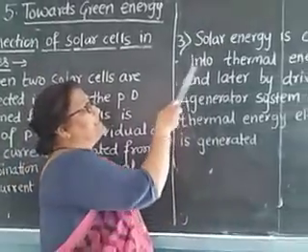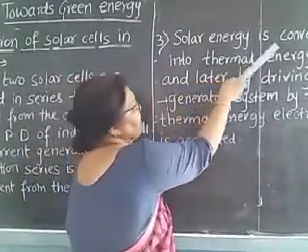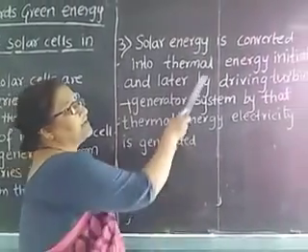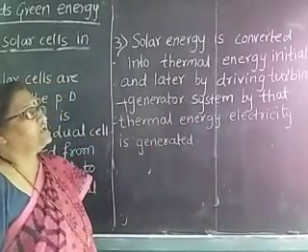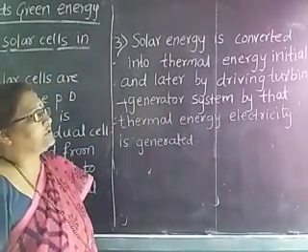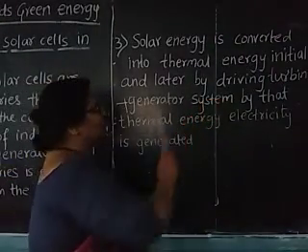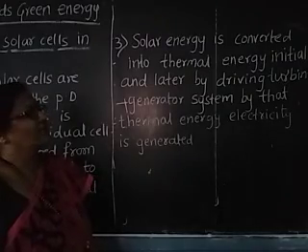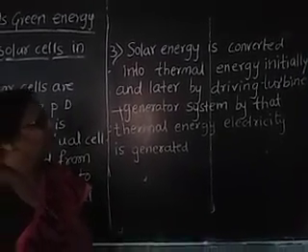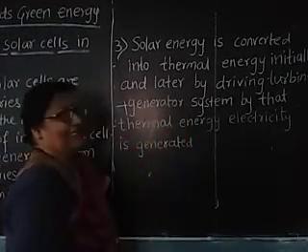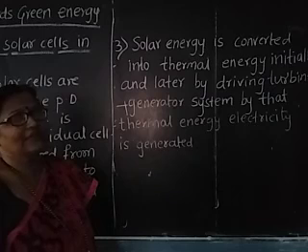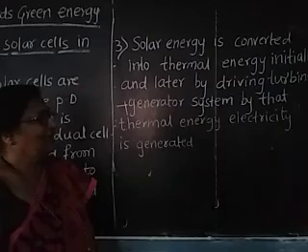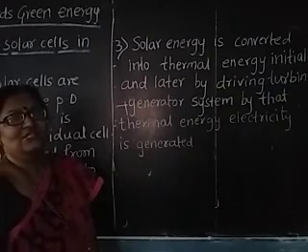The next point is that solar energy is converted into thermal energy. Initially, how is it converted? Initially, the solar energy is converted into thermal energy, and later by driving the turbine generator system, the thermal energy electricity is generated.